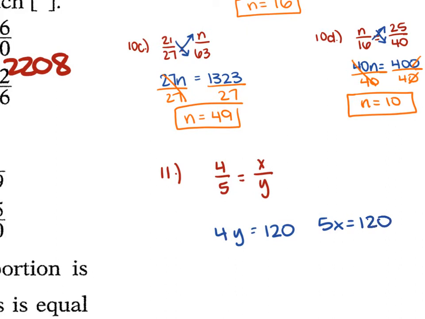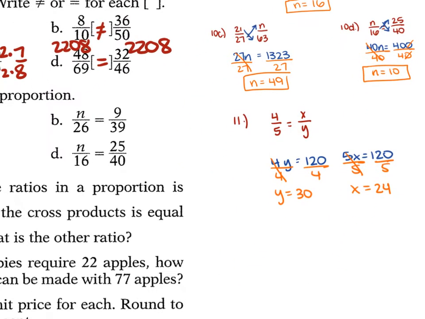So if we divide this one by 4, we get that y is 30. We divide this one by 5, we get that x is 120 divided by 5, which is 24. So 30 and 24 are our two numbers. The 24 is our x, the y is our 30, so that would give us the fraction 24 over 30.